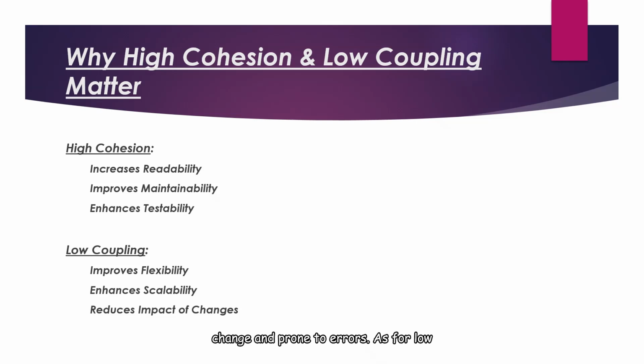As for low coupling, here's why it's critical. Flexibility. When classes are loosely coupled, we can modify or replace one class without significantly impacting others. This means you can evolve your system with minimal risk. Scalability. Independent modules can be scaled individually without worrying about breaking the entire system. Reduced impact of changes. Low coupling ensures that any change made to one part of the system won't ripple through the entire code base, minimizing unintended side effects. To put it simply, applying both high cohesion and low coupling will lead to cleaner, more maintainable code that can evolve more easily over time.